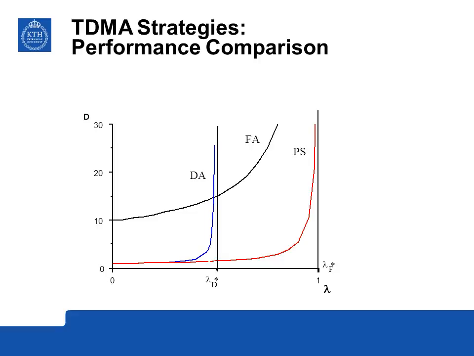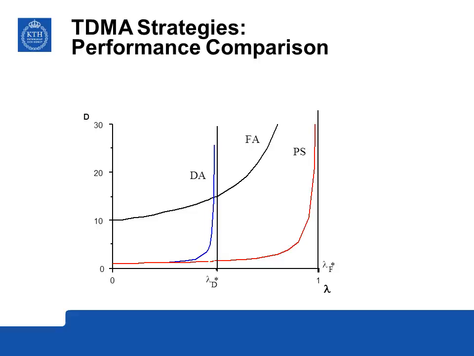On the other hand, if the traffic gets very high, the fixed assignment asymptotically reaches the maximum capacity of the channel, although the delay will be quite high.